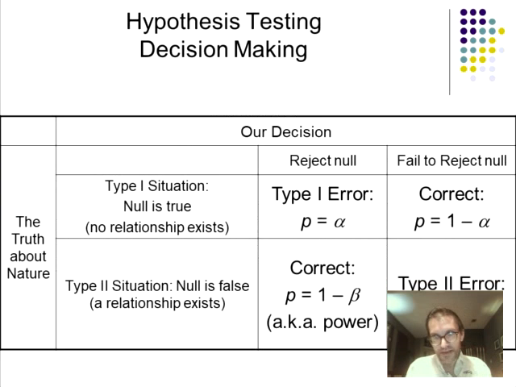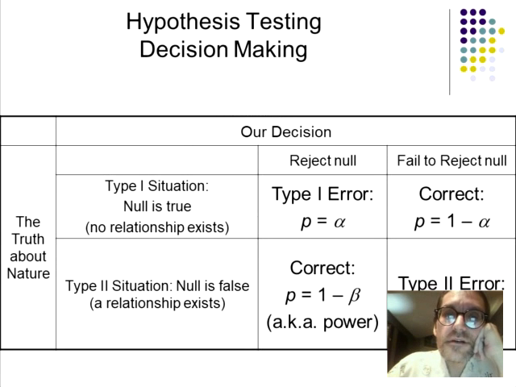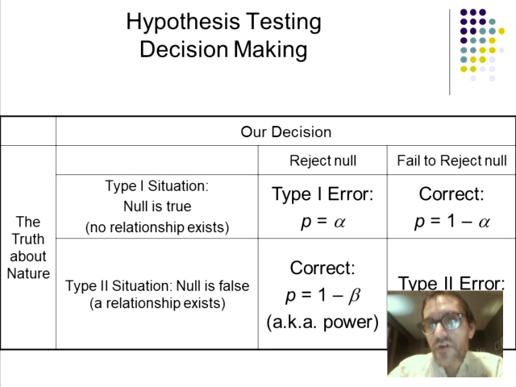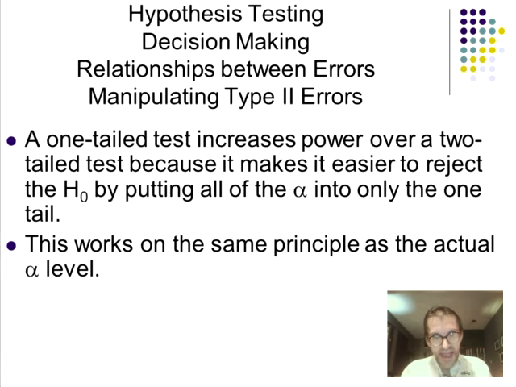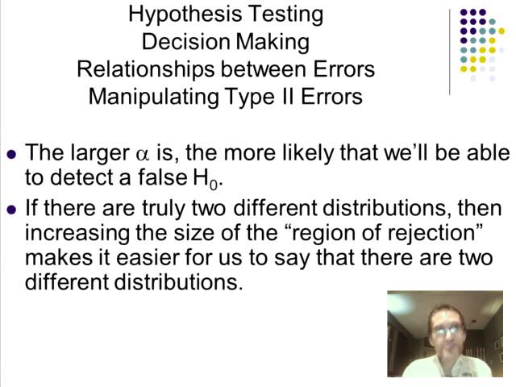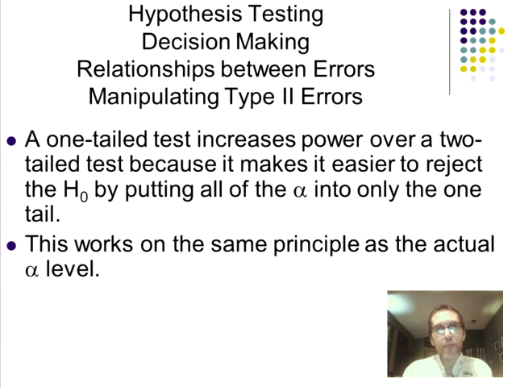In other words, coming back to this chart, kind of a weird thing. If I raise alpha, in other words, type 1 error, if type 1 errors go up, type 2 errors go down, power goes up. You see the relationship there? So type 1 goes up, type 2 goes down, power goes up. It's a real simple thing that the larger the alpha, the more likely we will find it. A one-tailed test increases power.